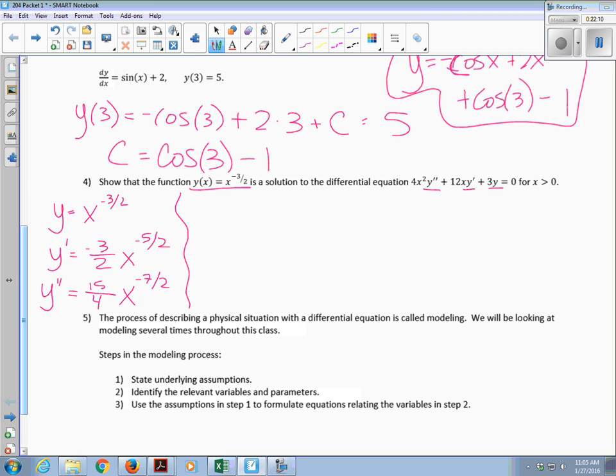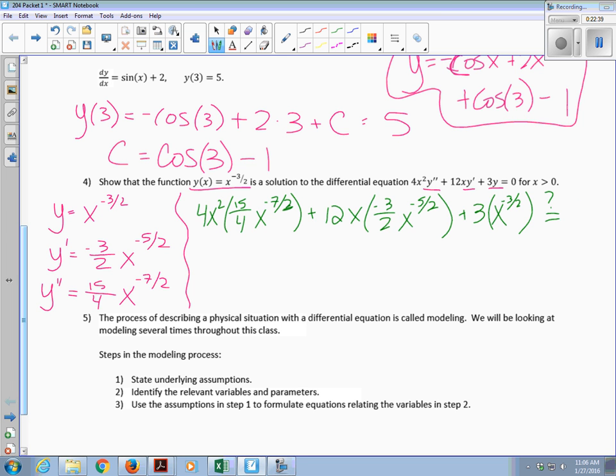All right, so I have 4x squared times y double prime, which is 15/4 x to the negative 7/2. Okay. Then I have plus 12x times y prime, which is negative 3/2 x to the negative 5/2, plus 3 times y, which is x to the negative 3/2. Does that actually equal 0? Once we plug it in, do these two sides actually equal each other?